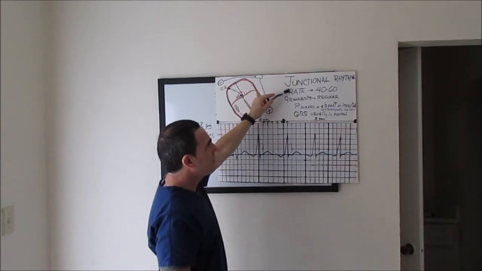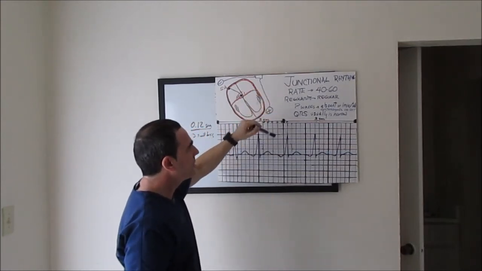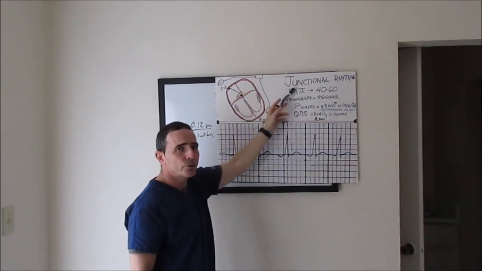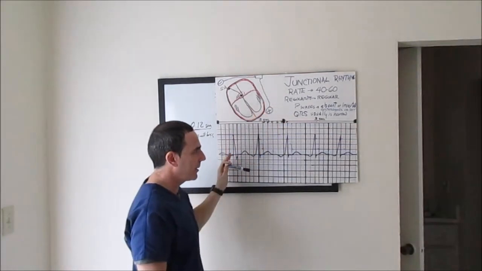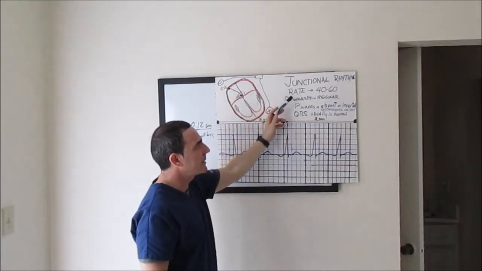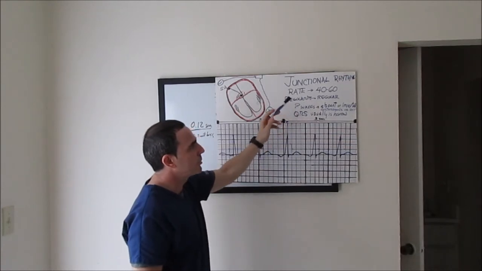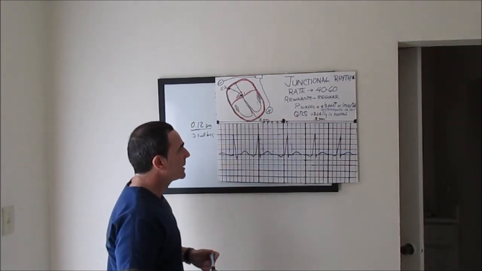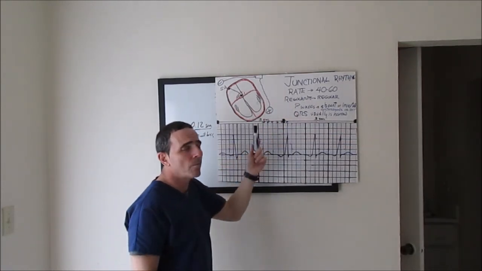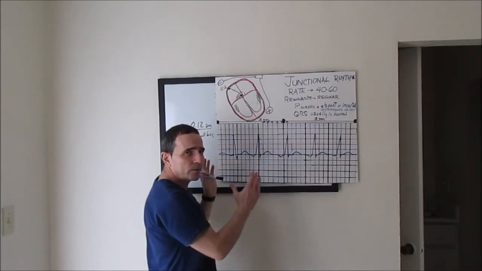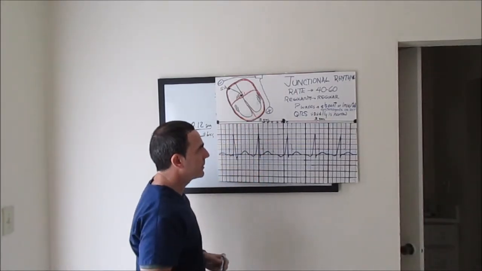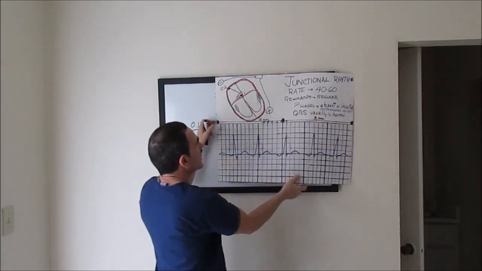And sometimes when the rate is 60 to 100, it is accelerated junctional rhythm. It's the same as this, but the rate is accelerated, 60 to 100. And in junctional tachycardia the rate is more than 100, but with the same features, the same characteristics. It's okay.